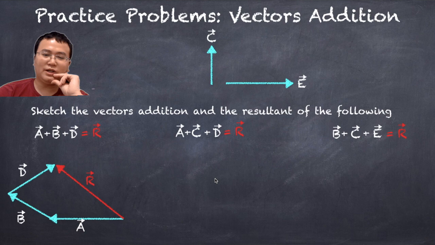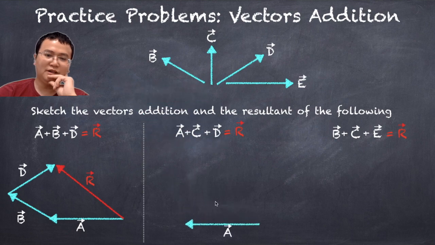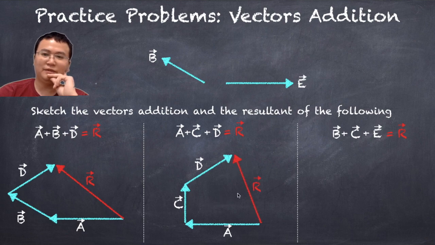This one, you probably know how to do it now. Same thing. So vector A first plus vector C, and then I'm adding vector D, which is right here, and that gives me the resultant, vector R.